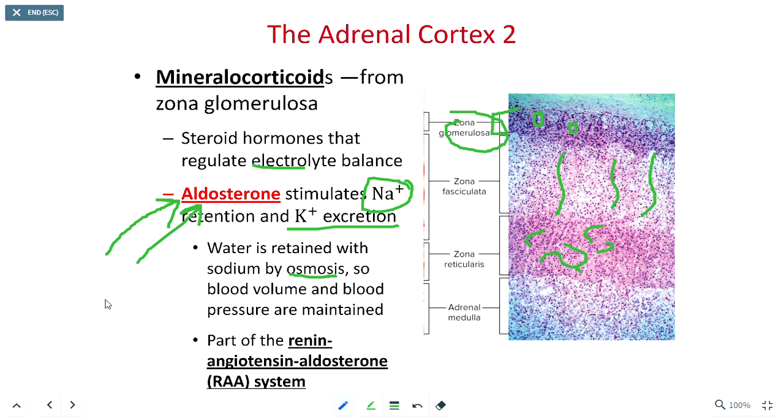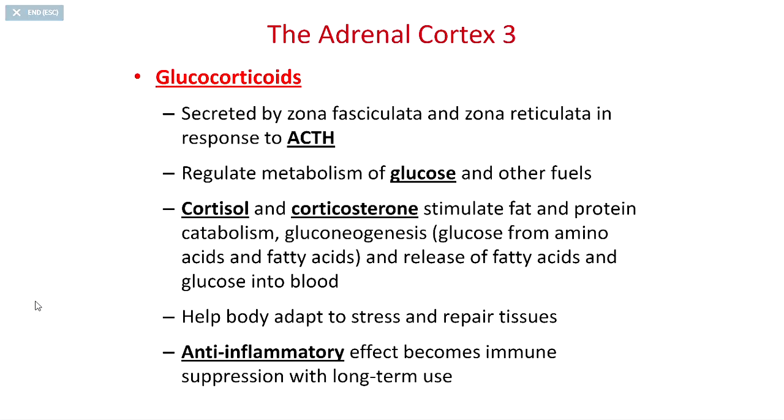Aldosterone is a key hormone that is part of the renin-angiotensin-aldosterone system, sometimes referred to as the RAA, the RAAS, or the RAS. We'll talk more about that renin-angiotensin-aldosterone system when we get to the urinary system. We'll talk about that in much more detail at that point in time.